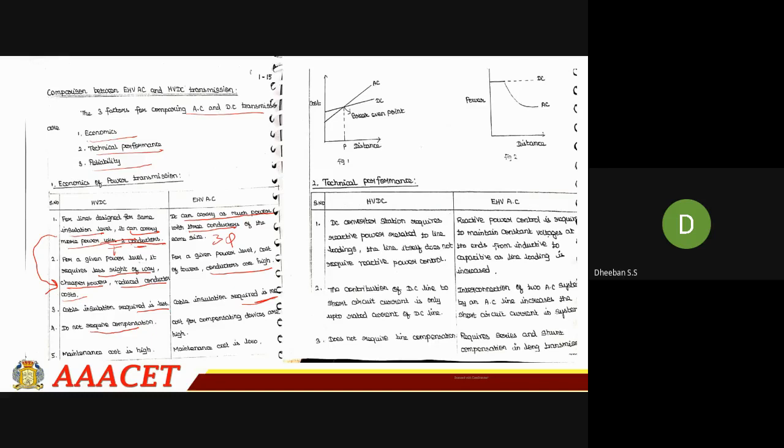After that, the maintenance cost in the case of EHVAC is low when compared to HVDC, because HVDC makes use of more electrical equipment like rectifiers and inverters. Maintaining those rectifiers and inverters is very difficult.